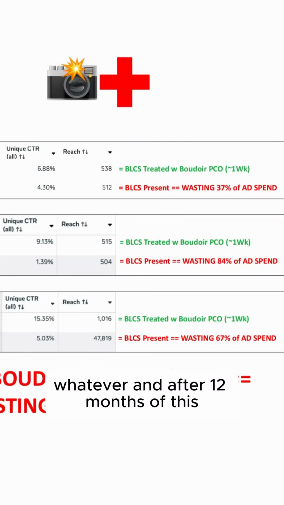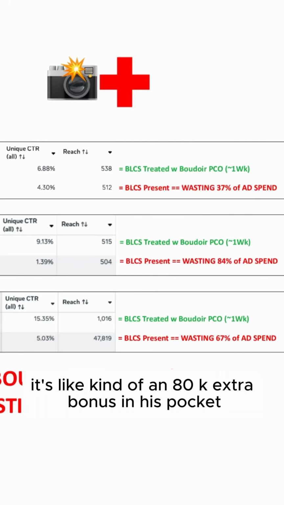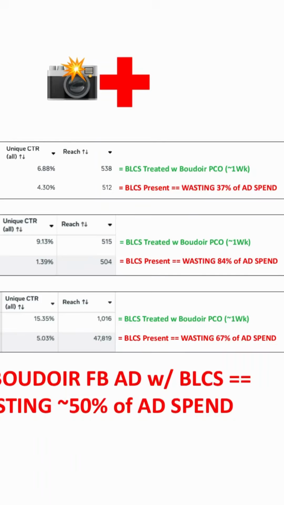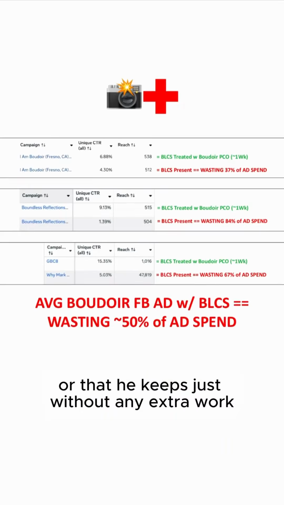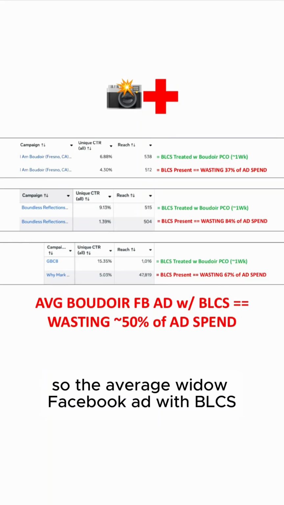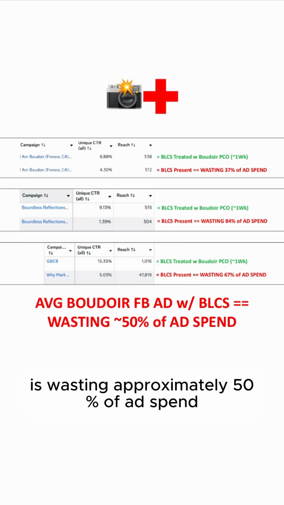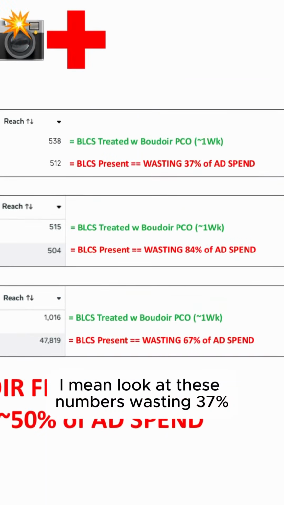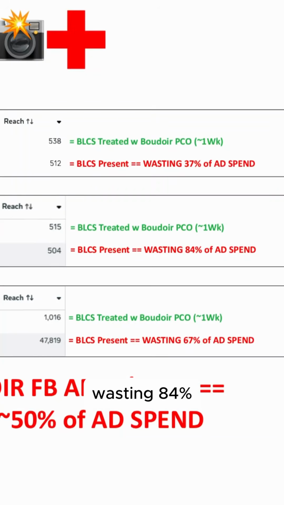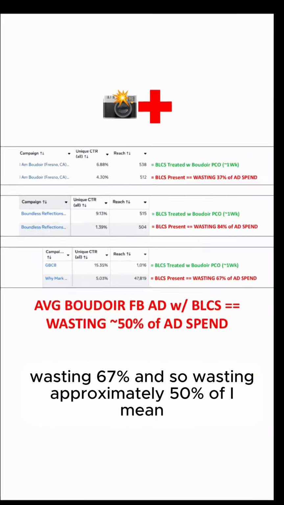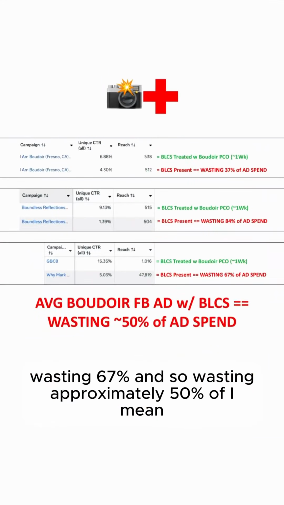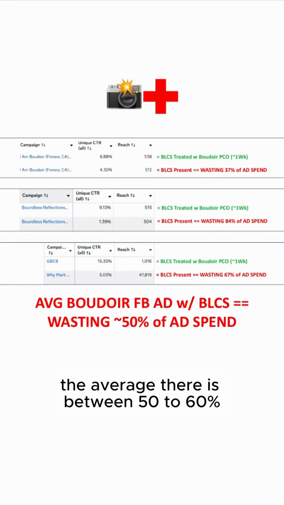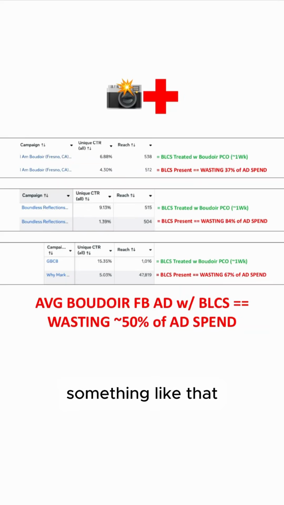And after 12 months of this, it's kind of an 80K extra bonus in his pocket that he no longer has to pay for, or that he keeps without any extra work. So the average Boudoir Facebook ad with BLCS is wasting approximately 50% of ad spend. I mean, look at these numbers: wasting 37%, wasting 84%, wasting 67%. And so wasting approximately 50% of it. The average there is between 50 to 60%, something like that.